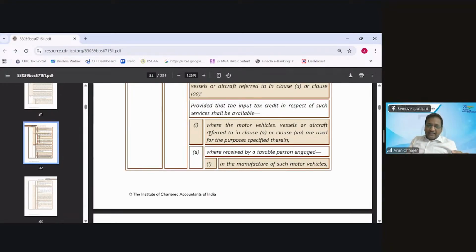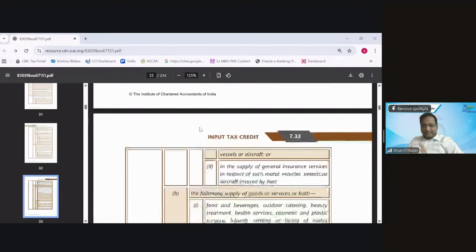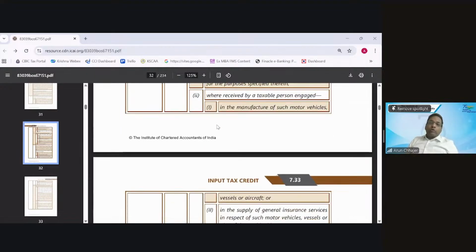Would you check whether ITC is allowed or not? Just check whether ITC of the repair and maintenance is allowed or not. Just check whether ITC on the original car is allowed or not. Original motor vehicle is allowed or not. Correct. Now they have used two more purposes: in the manufacturing of the motor vehicle.